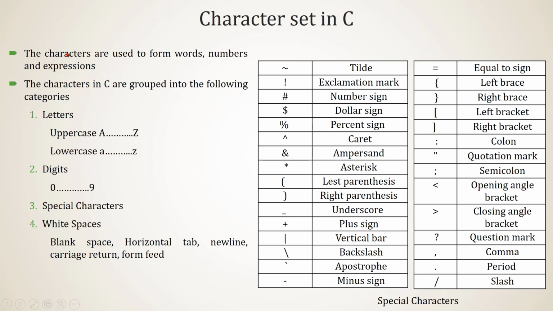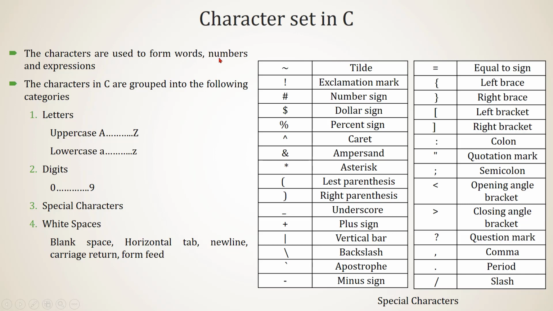So what is the purpose of characters? Characters are used to form words, numbers, and expressions. Expression means arithmetic expressions or logical expressions. An example of an arithmetic expression is A plus B, where A is a character, plus is a symbol, B is a character. An example of a logical expression is A less than B, where A is a character, the less than symbol is a character, and B is a character.